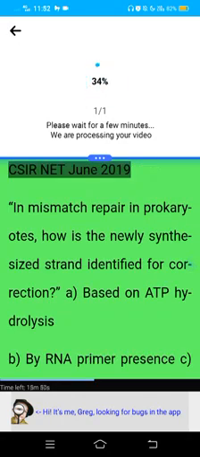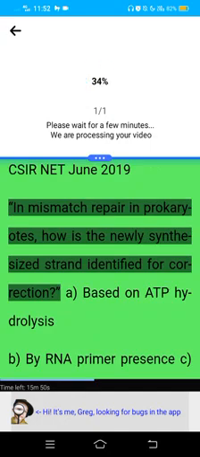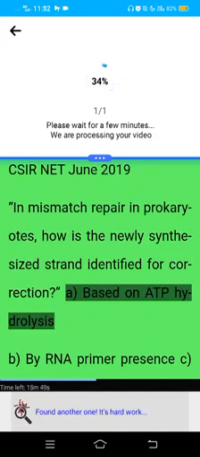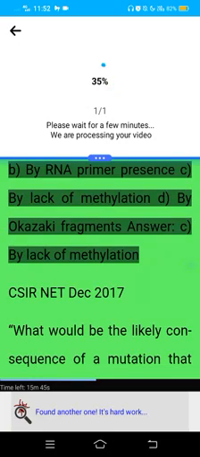CSIR NET June 2019. In mismatch repair in prokaryotes, how is the newly synthesized strand identified for correction? A, based on ATP hydrolysis. B, by RNA primer presence. C, by lack of methylation. D, by Okazaki fragments. Answer: C, by lack of methylation.